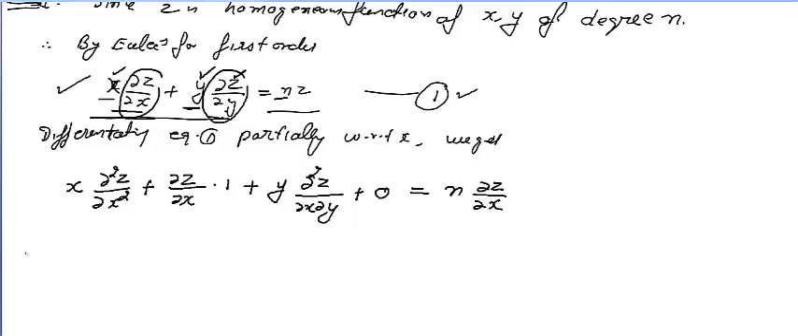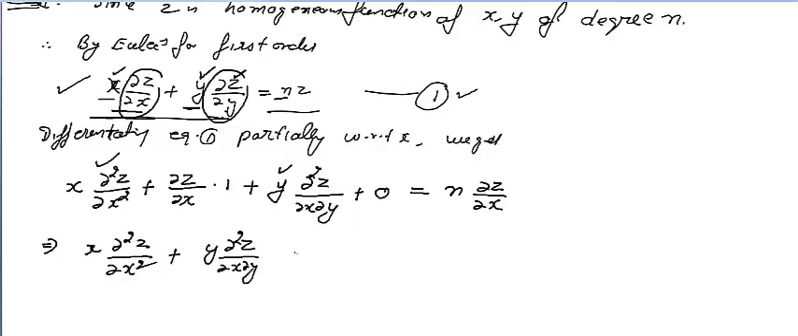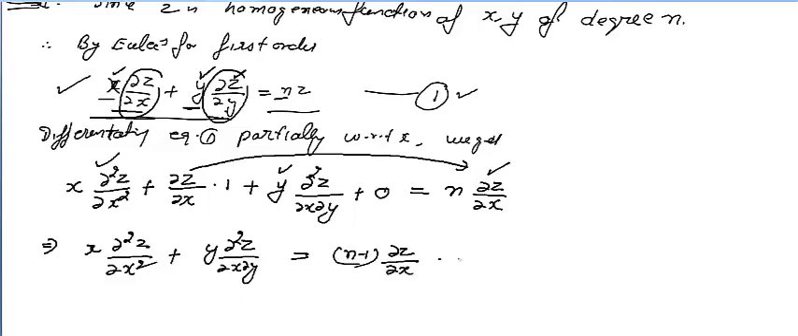I am rewriting it. How am I writing it? See, very interesting to see. This term I am going to write it: x ∂²z/∂x² plus y ∂²z/∂x∂y is equal to. You will take this term on the other side. So ∂z/∂x is common, you have n minus 1 only, times ∂z/∂x. So you can take this as equation number 2.